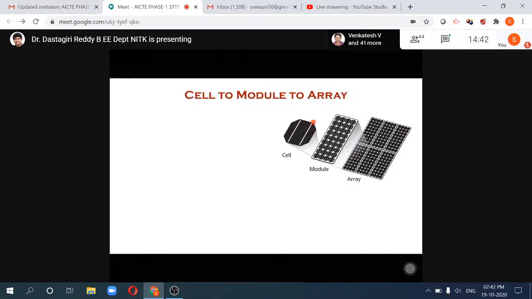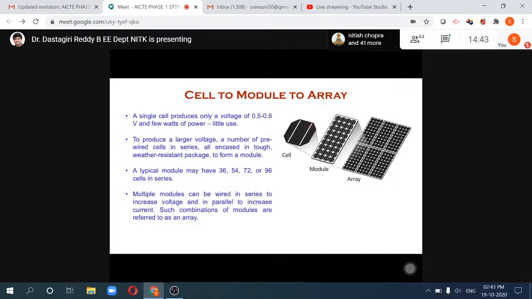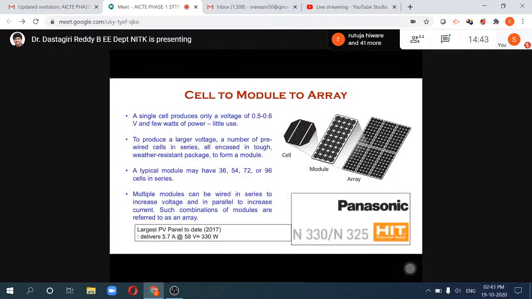This is also considered in PV panel modeling as series resistance. All these connections come into series resistance. And it's a module and array. I think it is self-explanatory. We don't have to look deeper into that. So far, to my knowledge, from what I see on the internet, this is the biggest panel available, from Panasonic, N330 or N325, that's the model number. It's around 330 watt. That's the biggest panel so far.